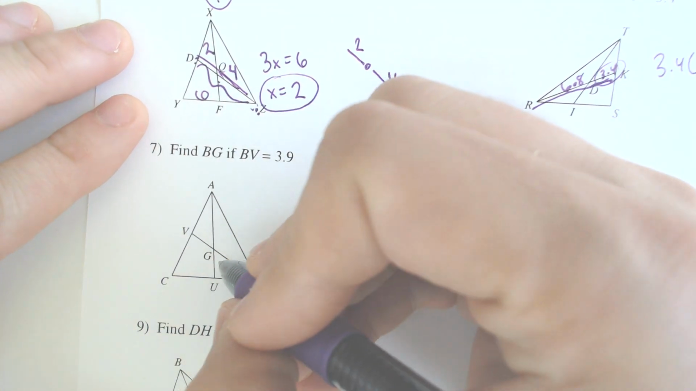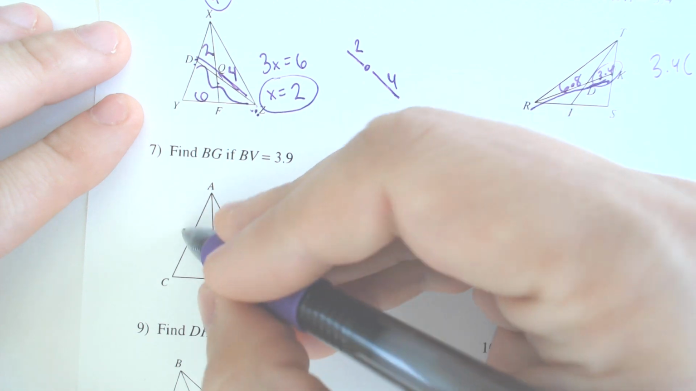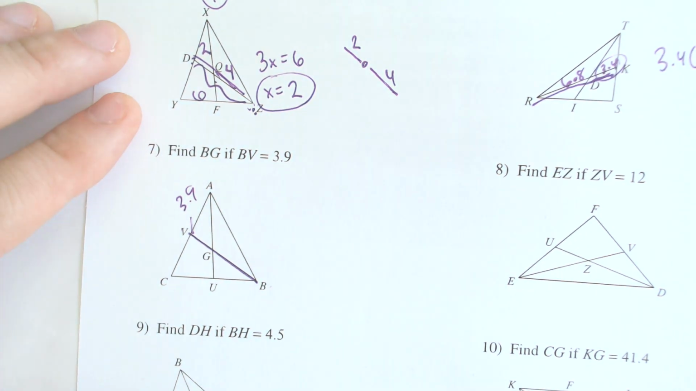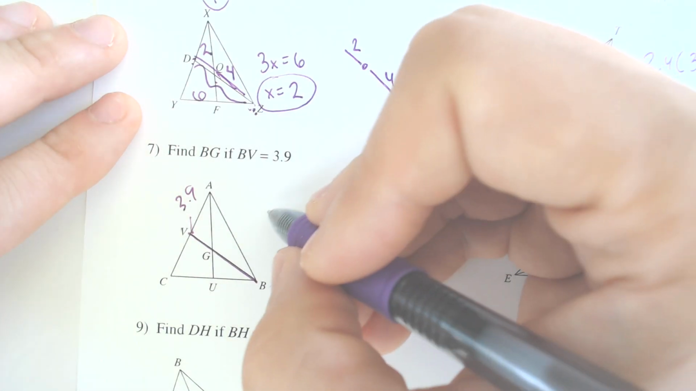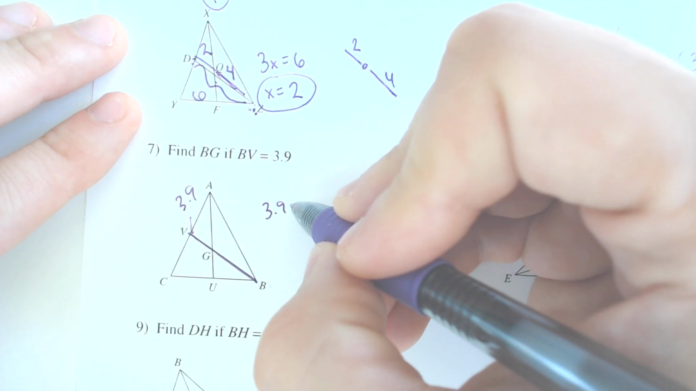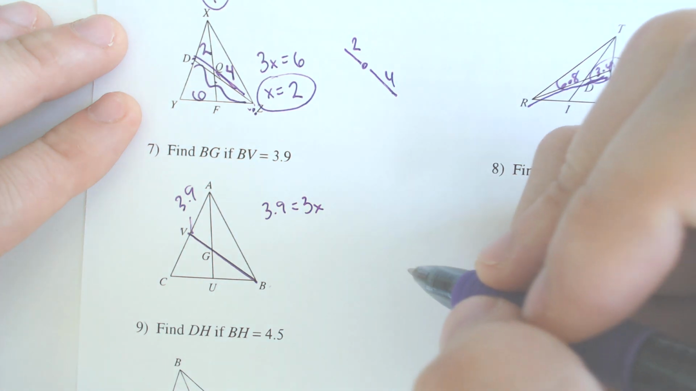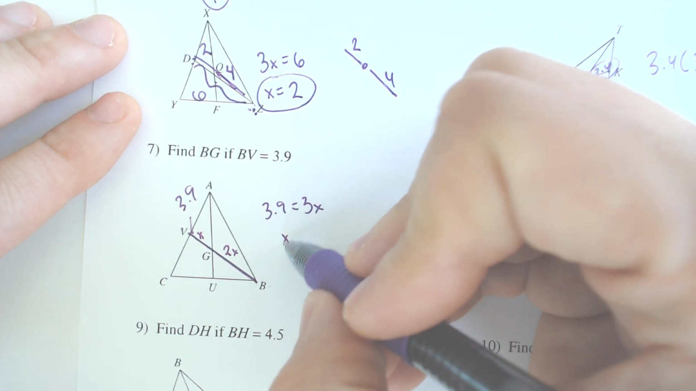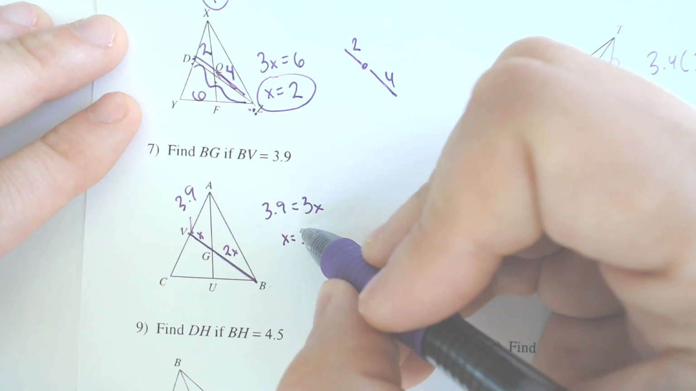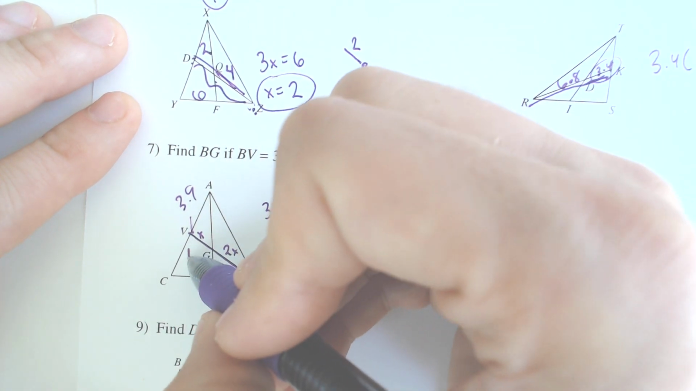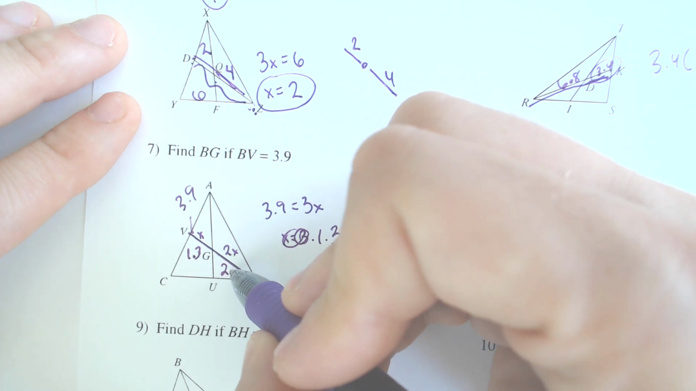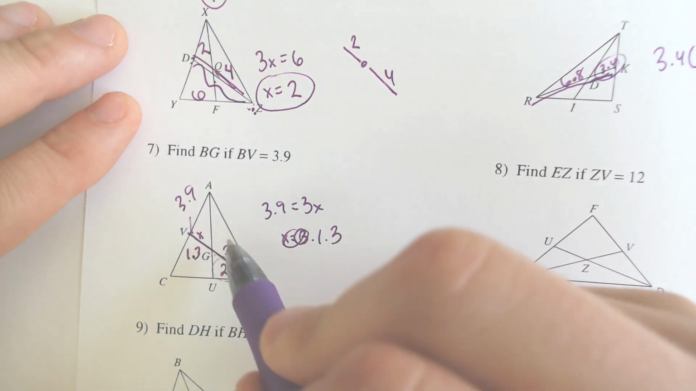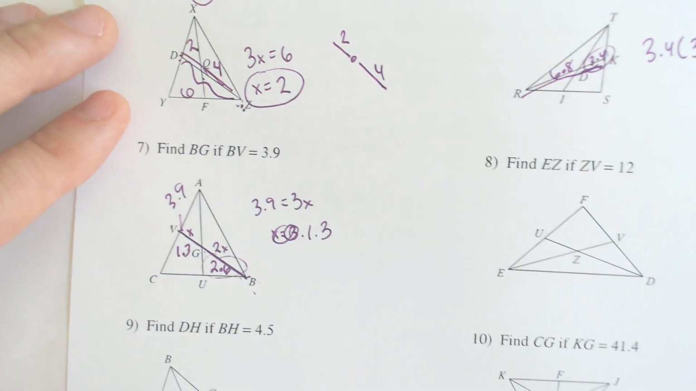Find BG. BG is what we're looking for. B to V, the whole way across, is 3.9. If you have the whole way across, you can divide by 3 because it is equal to 3 parts. Here's one part, here's the other 2. So if we divide by 3, you find out that each individual part is equal to 1.3. And that means this is 1.3, and this would be 2 times 1.3, which is 2.6. Which part are we looking for? In this case, the 2.6 part from B to G.